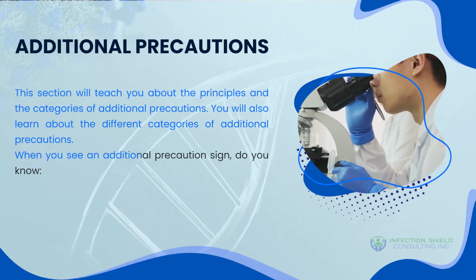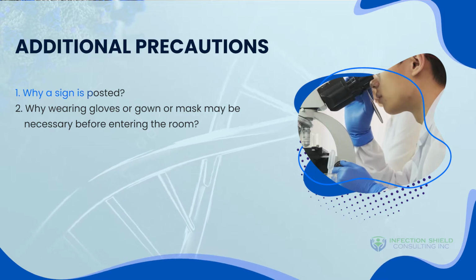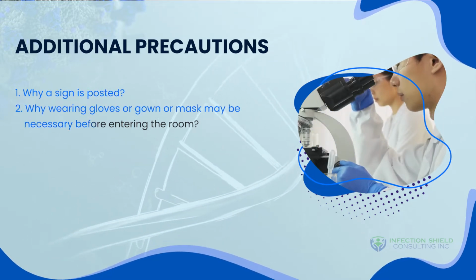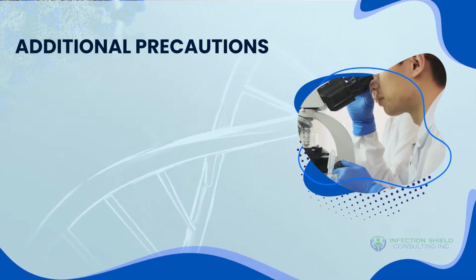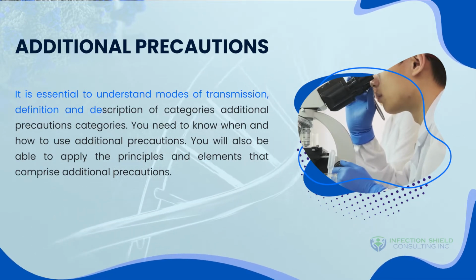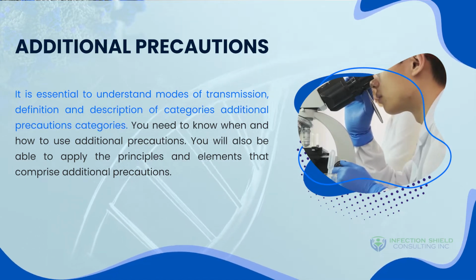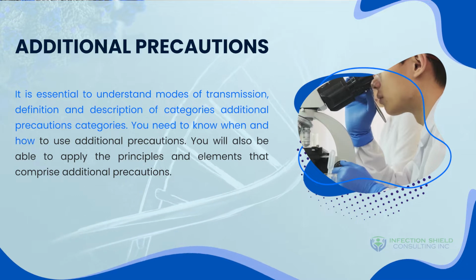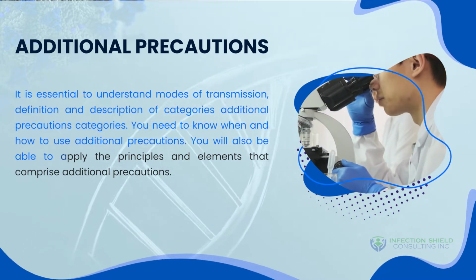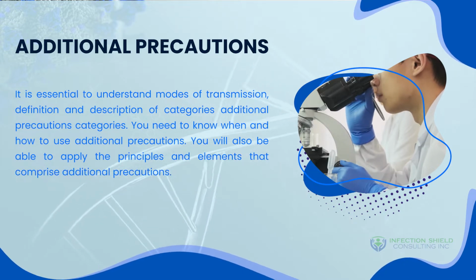When you see an additional precaution sign, do you know why a sign is posted? Why wearing gloves or gown or mask may be necessary before entering the room? It is essential to understand modes of transmission, definition, and description of additional precautions categories. You need to know when and how to use additional precautions. You will also be able to apply the principles and elements that comprise additional precautions.